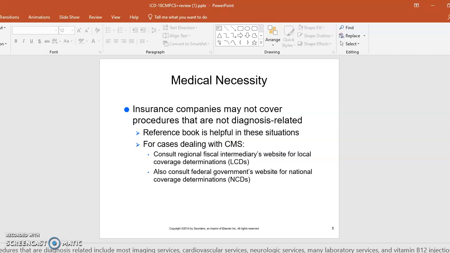Medical necessity, this is huge. Insurance companies may not cover procedures that are not diagnosis related. You're going to cover this probably in reimbursement more, but what we're dealing with is LCDs and NCDs. For medical necessity, if we have a colonoscopy, we have to make sure that one of our diagnoses matches that medical necessity.